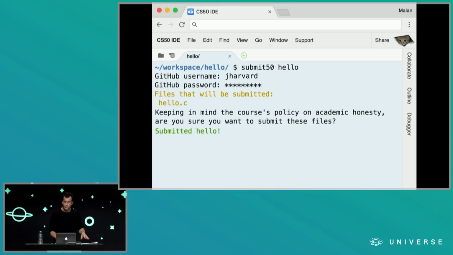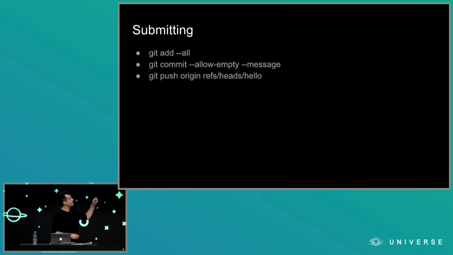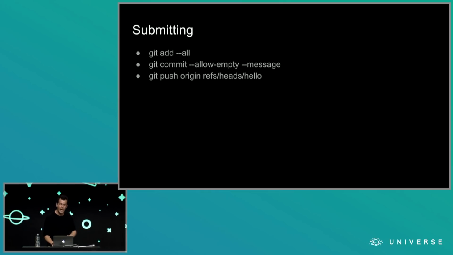And all that has done effectively is the requisite git commands underneath the hood. A git add all, and these are somewhat simplified to keep things simple. A git commit with a message that we define for them, and then a git push to specifically the branch that they specified at the command line.